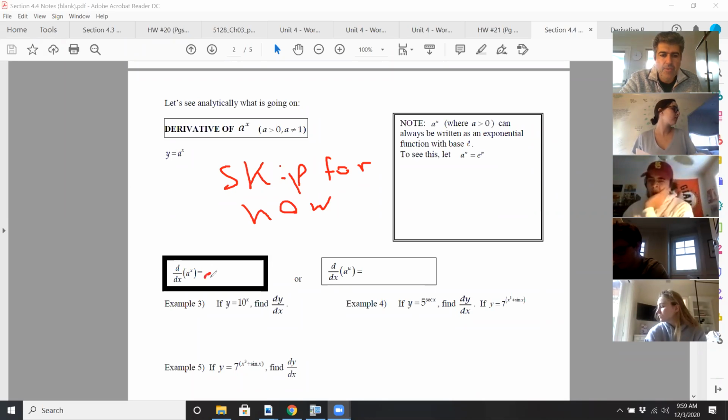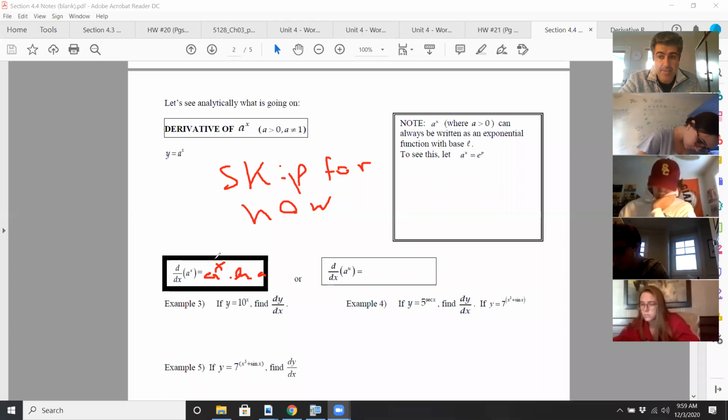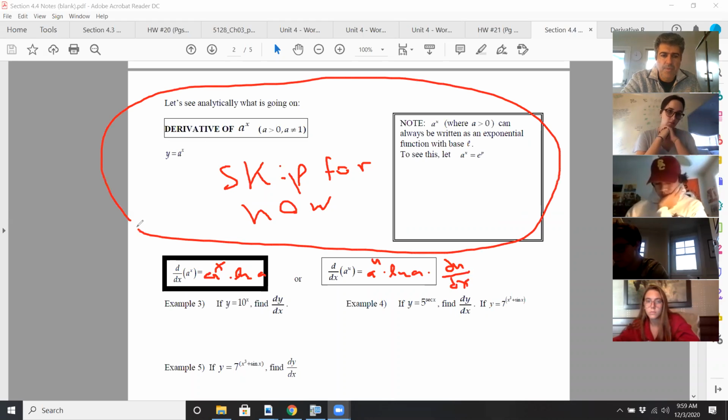But again, the derivative of anything raised to the x power is a to the x times natural log of a. And you do have to be mindful that if your exponent is not plain old x, like maybe it's x squared or some other stuff, don't forget to do a chain rule with that. So a to the u times natural log of a, but then you got to do your derivative with respect to x. And we're going to practice this in just a second. But all this right here, we'll skip for now. I'll do this with you guys on Tuesday next week.